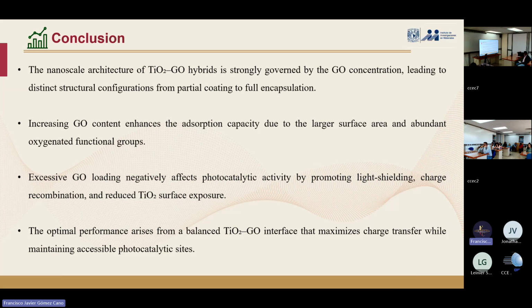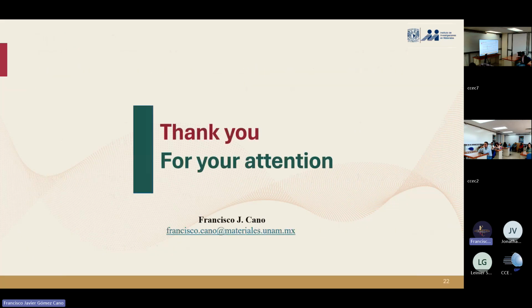To finish this presentation, I would like to give you a short summary of the main conclusions. The nanoscale architecture of these hybrids is strongly governed by the graphene oxide concentration, leading to distinct structural configurations from partial coating to full encapsulation. Additionally, the optimal performance arises from a balanced titanium dioxide and graphene oxide interface that maximizes charge transfer while maintaining accessible photocatalytic sites. That's all for the moment in this presentation.